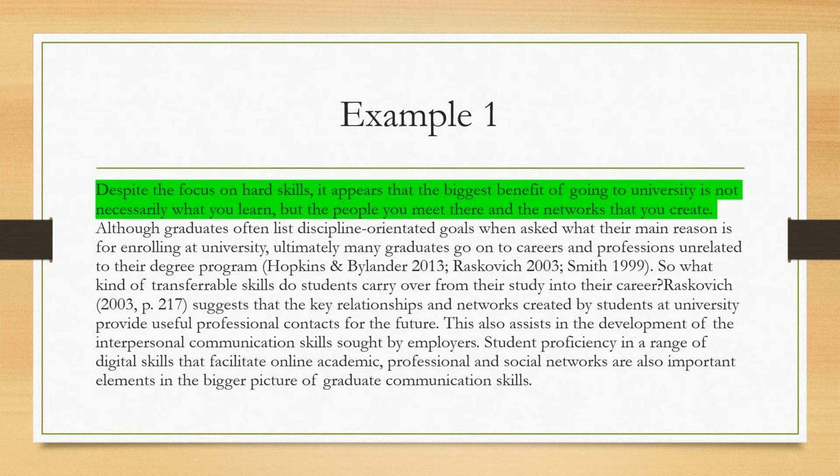Firstly, we have our topic sentence. Despite this focus on hard skills, it appears that the biggest benefit for going to university is not necessarily what you learn, but the people you meet there and the networks that you create. So starting off with the linking, it has some linking stuff in there. Despite a focus on hard skills, we can assume that the previous sentence was about using hard skills. Okay. And then it lets us know that this will be talking about the networks that you make while at university.